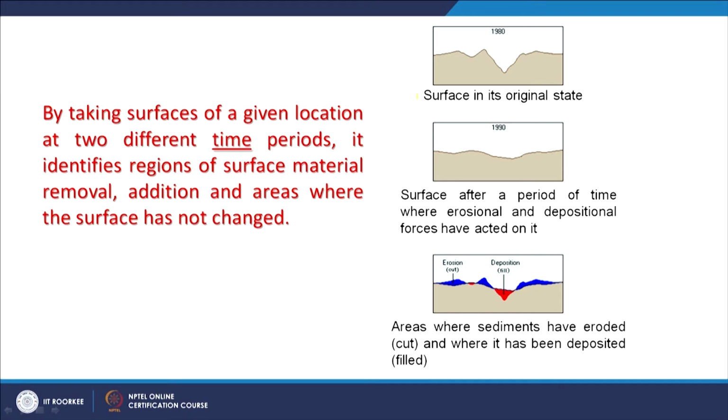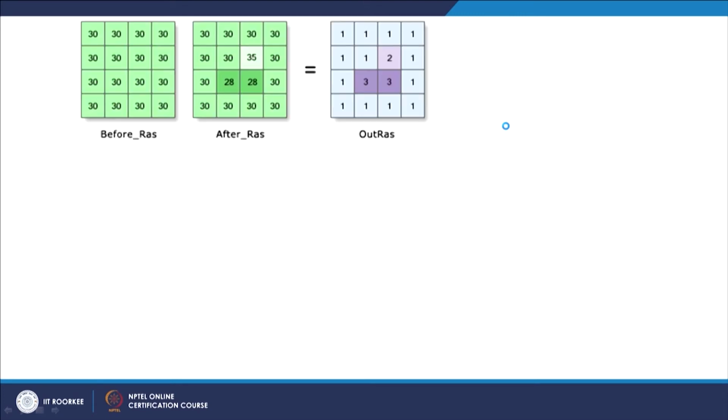Like here, this is the surface in its original state. This is the surface after a period of time where erosional and deposition forces have acted on it, and these areas of sediments have eroded where the cut is shown in blue color, and where it has been deposited, shown in red color. So, even if you are having age difference data, this is a 10 years time difference, here 1980, 1990, and this is what happened in 10 years. That might be along a river, so that you immediately know where erosion has taken place and where deposition has taken place.